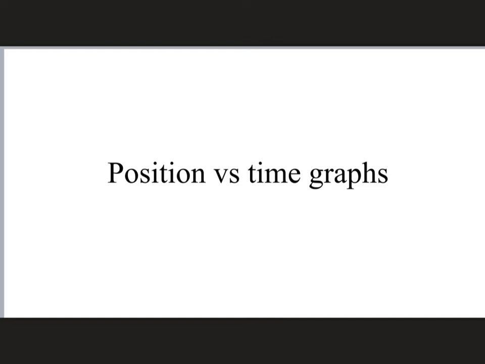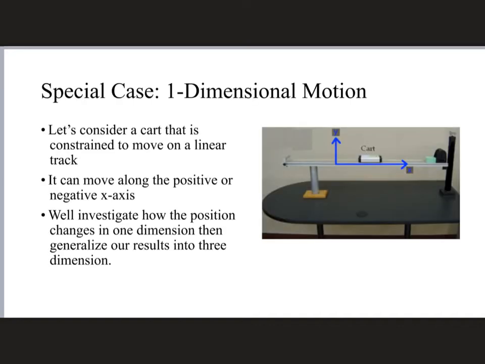Okay, graphs are a very important tool that are used in science very often. In particular, we want to look at position versus time graphs and what information can be determined from them. Moving in 3 dimensions is an unnecessary complication, so let's just look at motion along 1 dimension.